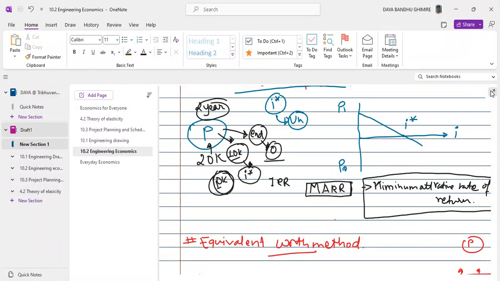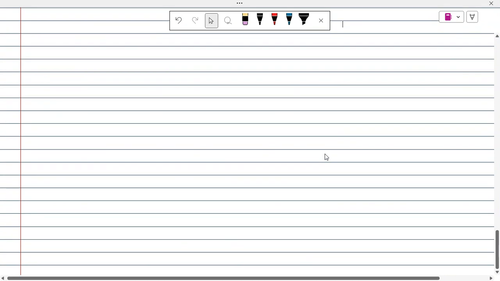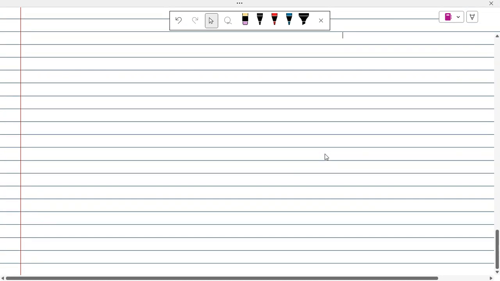Okay, we will talk about the depreciation system now. So, what is depreciation? In economic analysis, we have to invest in some assets.